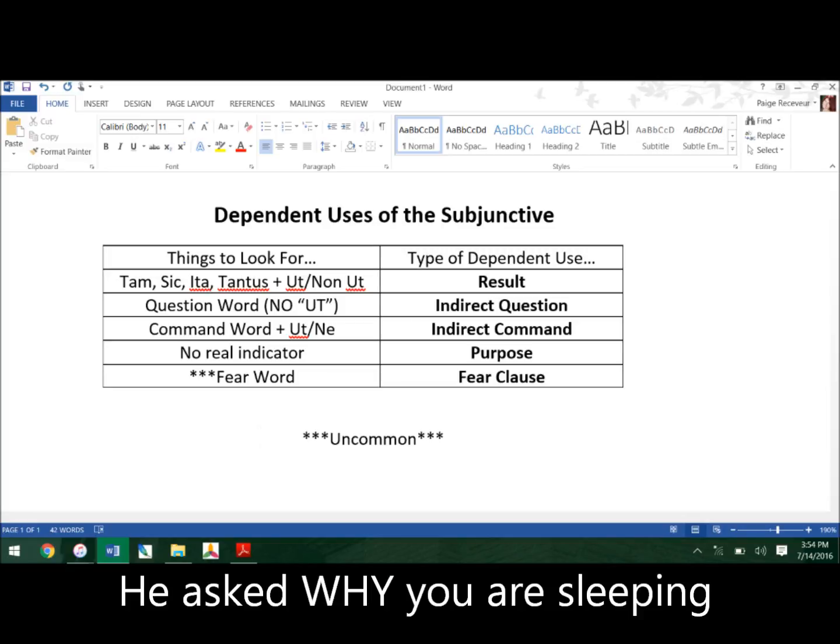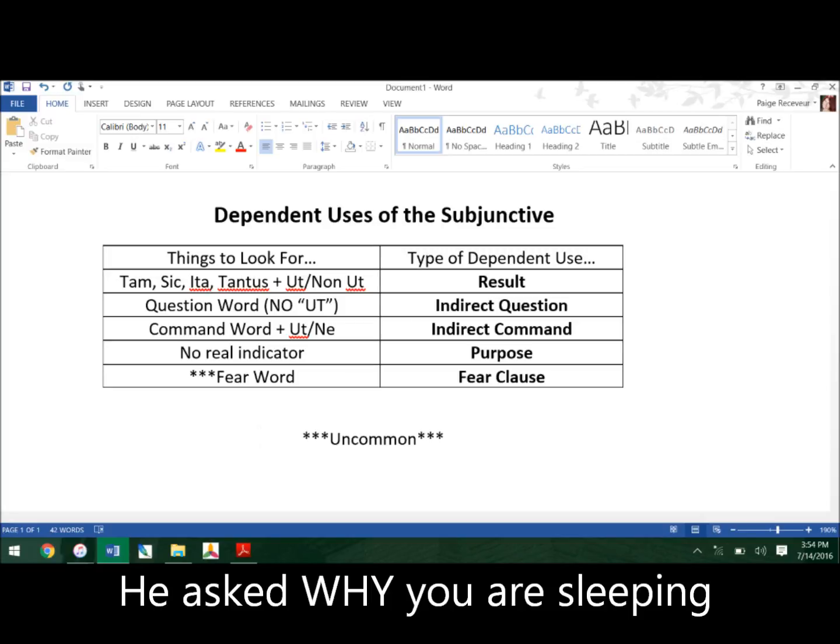That actually isn't a question. It is a sentence. The question would be, "why are you sleeping?" However, that's not what it says. The full sentence is, "he asked why you were sleeping." That is an example of an indirect question. The same way that an indirect statement is a he said, she said, he thought, something like that, that is going to be the same case as an indirect question.